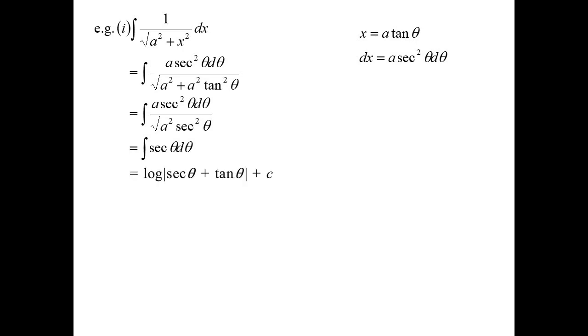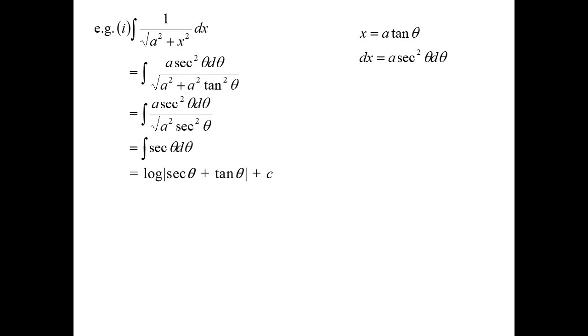Now, 1 plus tan squared is sec squared. So we've got a squared sec squared. Square root of that is a sec. Cancels with the a sec squared on top. And we just have the integral of sec. And we know the integral of sec is the log of sec plus tan.